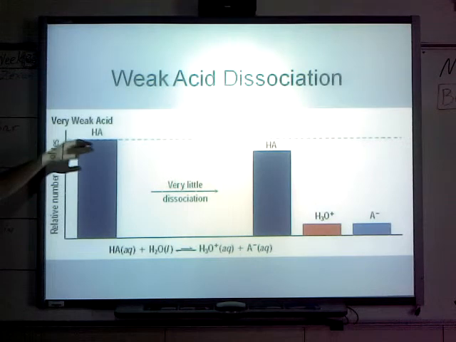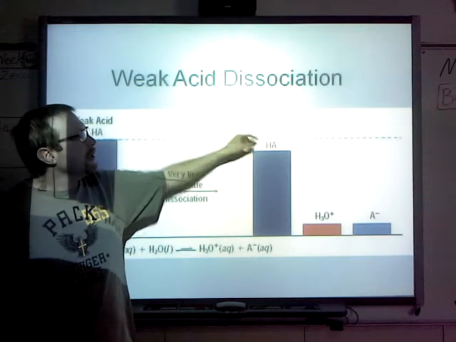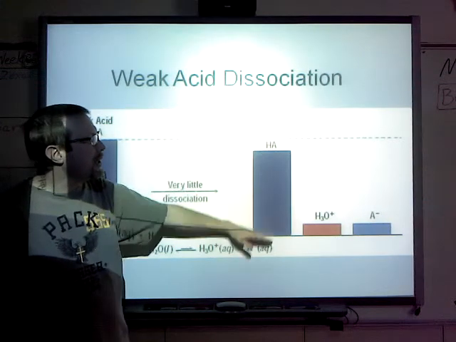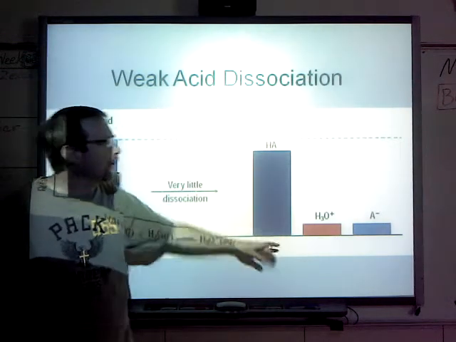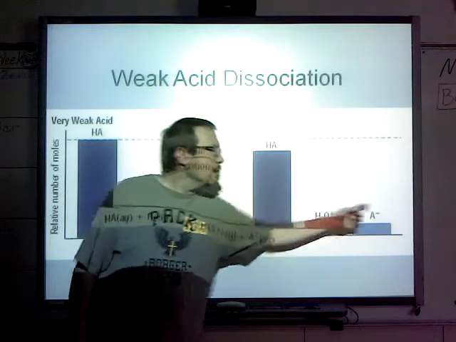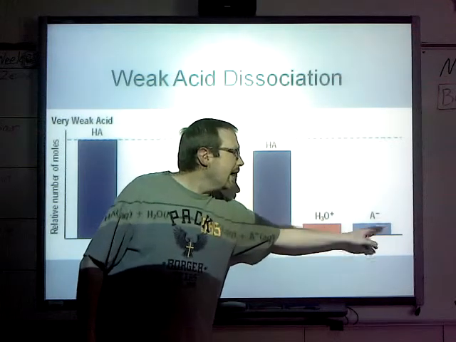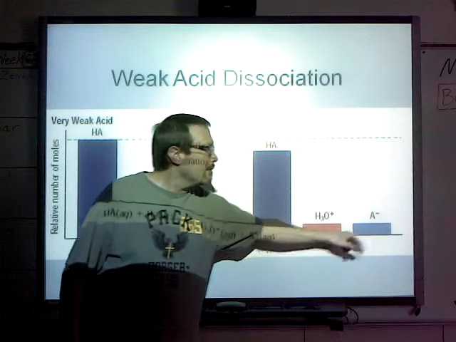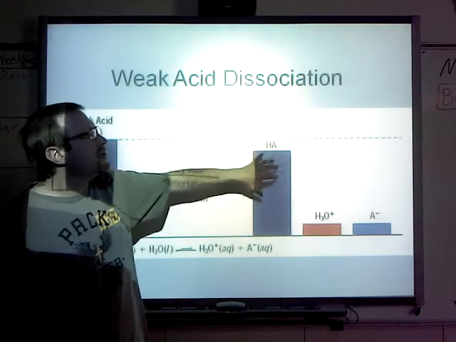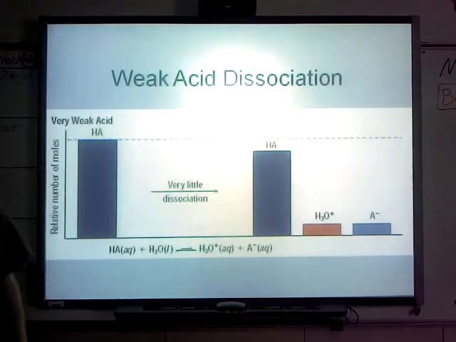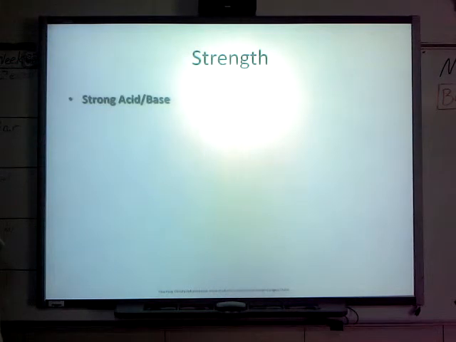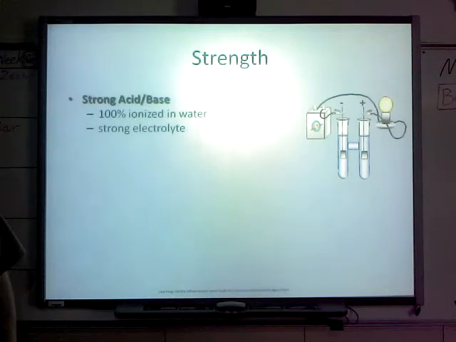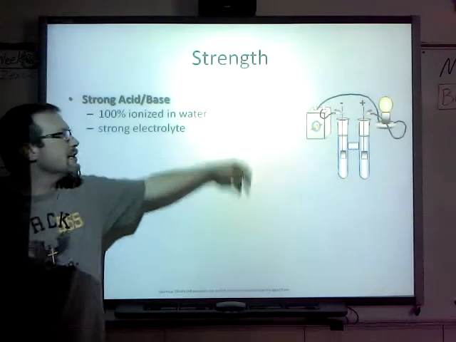Weak acid, see, here's an acid, I put it into water, and you see only a little bit has dissociated. I've still got quite a bit of that acid molecule, only a little bit of hydronium ion, only a little bit of that negative ion coming off. It's still mostly staying intact when I put it in water. Strong acids and bases ionize completely when you put them in water. They're very strong electrolytes. The light bulb gets nice and bright when you run it through a conductivity tester.